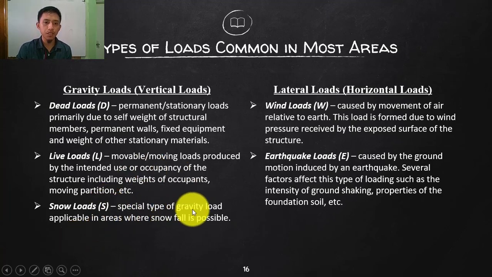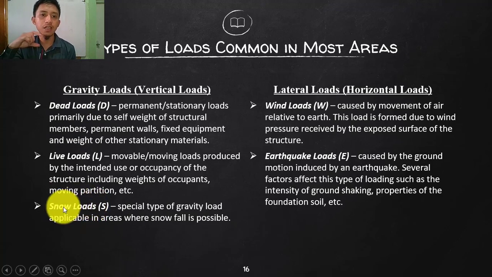Snow loads are a special type of gravity load applicable in areas where snowfall is possible. This is in addition to the dead load, but snow is not permanent. It is stationary, but not permanent. Of course, it is applicable only in areas where there is snow.